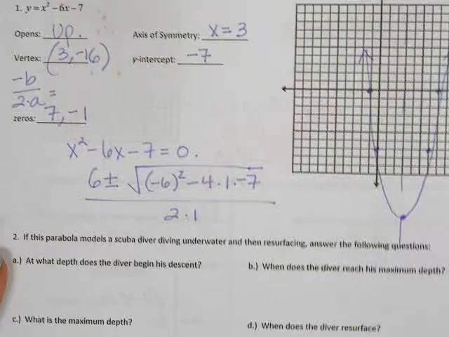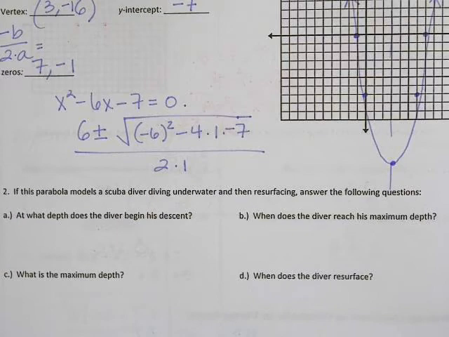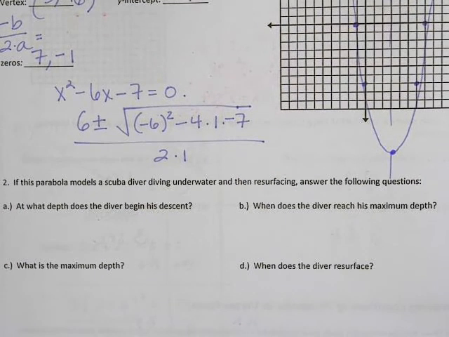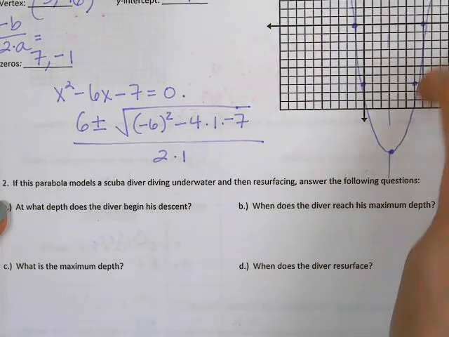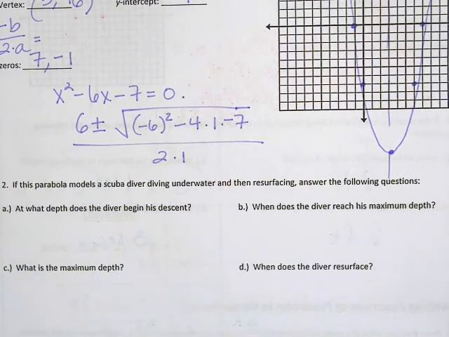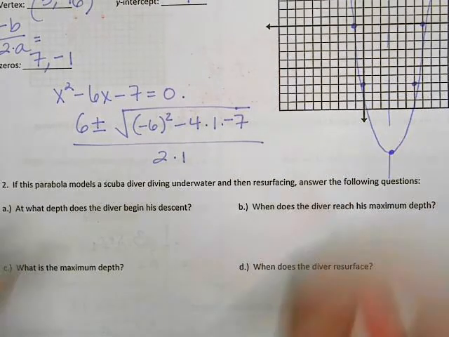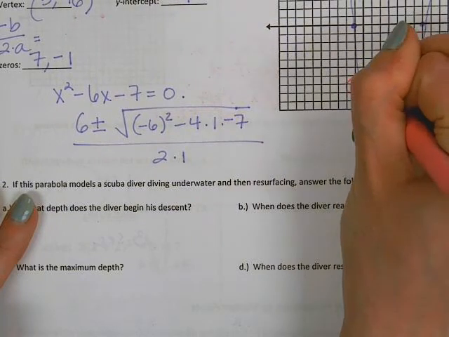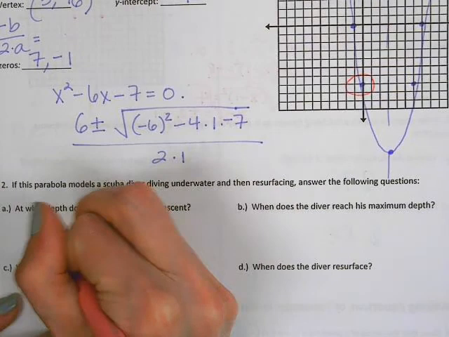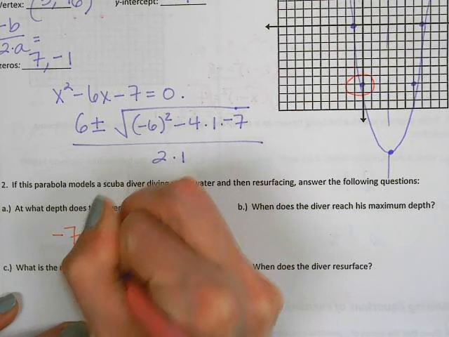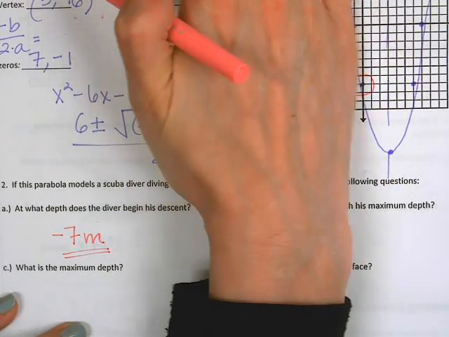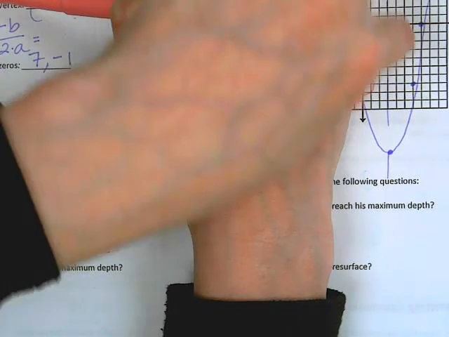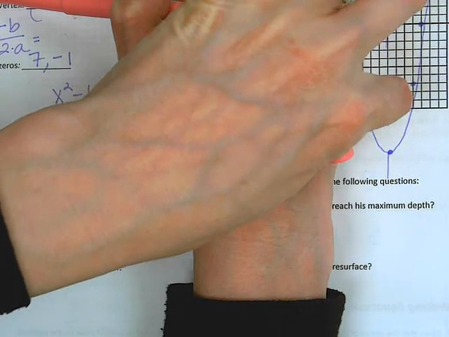So, same idea. If we have a graph, the word problems are really easy. Okay, a scuba diver going underwater and then resurfacing. At what depth does he begin his descent? And that's going to be here at 7 meters below water. Okay, that's when he starts, time 0. He starts there and then he goes down.